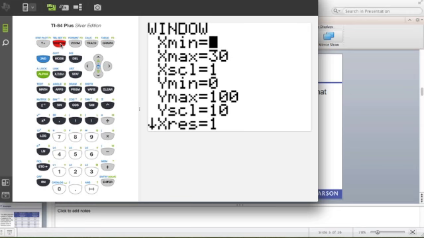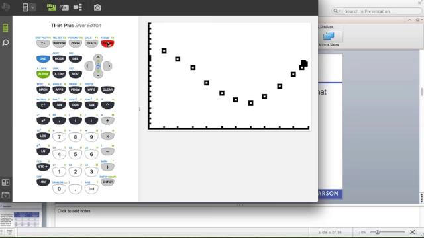We'll set a window. Our x values went from 0 to 108, so let's choose 110. Our y values went from 4.7 to 14.7, so let's use 0 to 20. I believe that makes sense. And here's our graph. So we have our scatter plot.